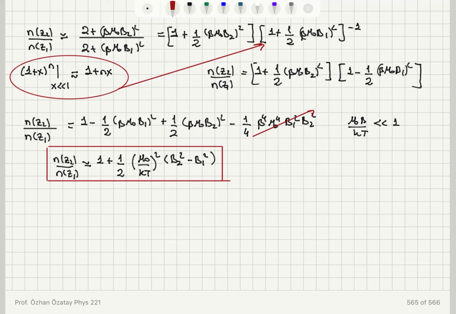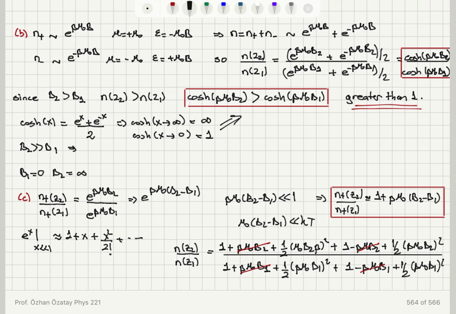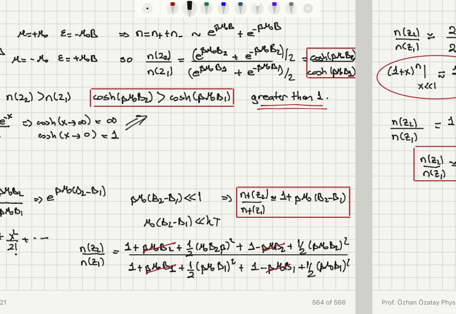You can see that this ratio is greater than 1. N of z2 over N of z1 is greater than 1 if b2 is greater than b1. So just as we expected, as we have found out in part B.